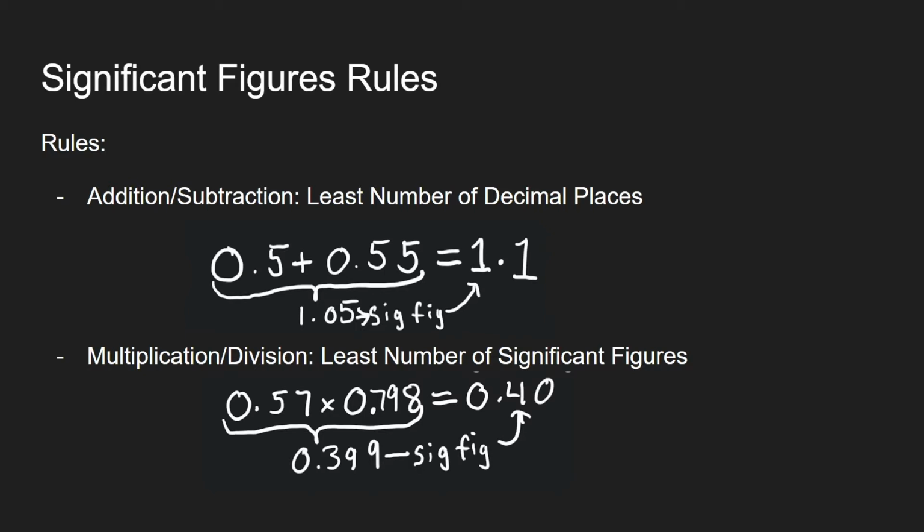So for significant figure rules: for addition and subtraction, use the least number of decimal places, and for multiplication and division, use the least number of significant figures. As you can see, in our example, the least decimal place is 0.5, which gives 1.1, and for our multiplication and division, 0.57 is the least one, which is why it's 0.40.